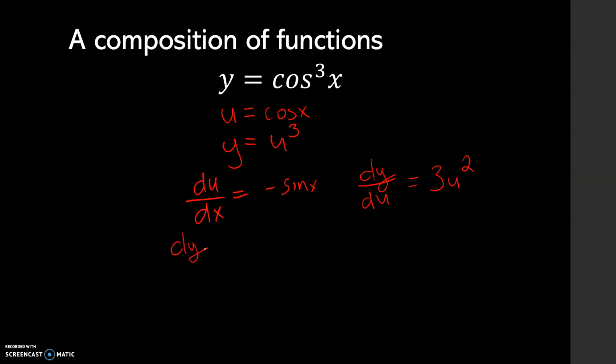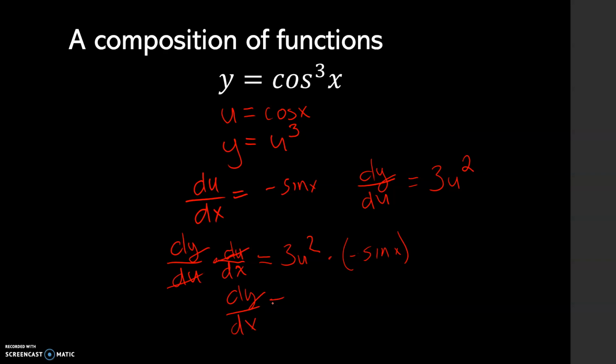I assume you're okay with the power. So we're going to say dy du, which is 3u squared, multiplied by du dx, which is negative sine of x. And we're going to get dy dx, and that is 3. I don't want a u. What am I going to replace u with? Cosine of x. Cosine squared x times sine of x, and I'm going to put the negative way out here in front with the 3.